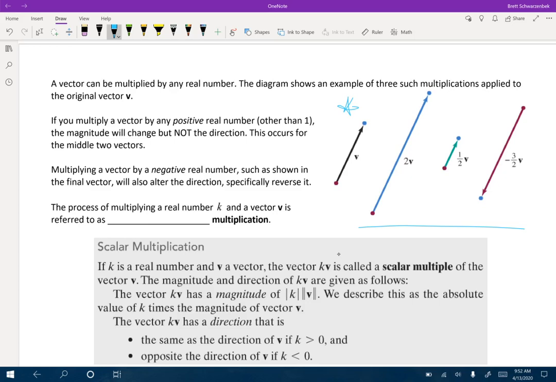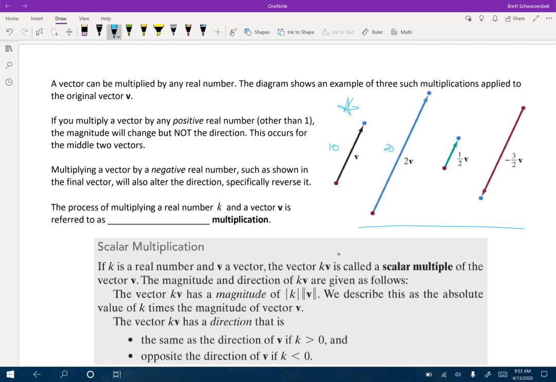Okay, so look at this. We start with v. Let's just pick a number, let's say this is 10. This is a length of 10, a magnitude of 10. So we go over to 2v, which is clearly going to have a magnitude of 20. Remember, magnitude is just length. We're multiplying by 2, but note, the direction stays exactly the same. So again, if you multiply by a positive real number, you change the magnitude but not the direction.